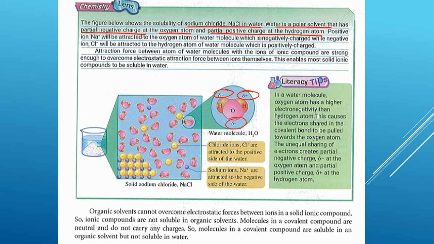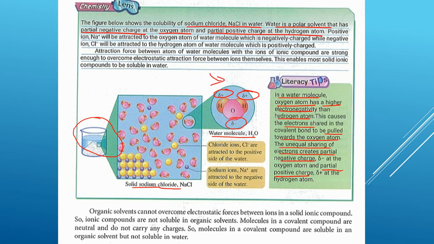Why does it have partial positive and negative charges? Because in a water molecule we have H2O. Oxygen has a higher electronegativity compared to hydrogen. So this causes the electrons shared in the covalent bond to be pulled towards the oxygen atom. The unequal sharing of electrons will create the partial negative charge and the partial positive charge in the water molecule.